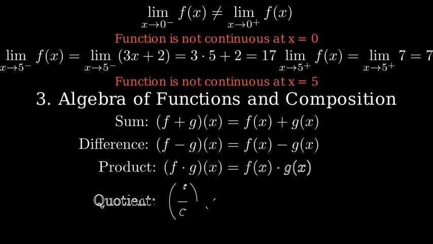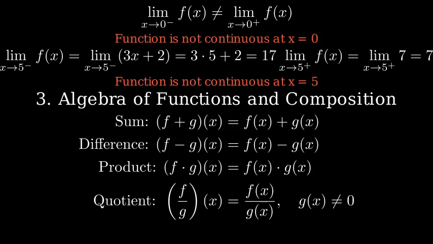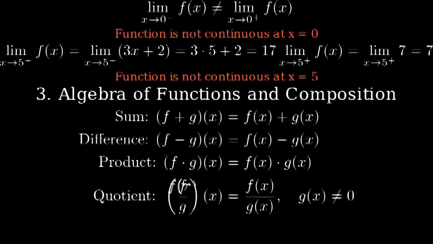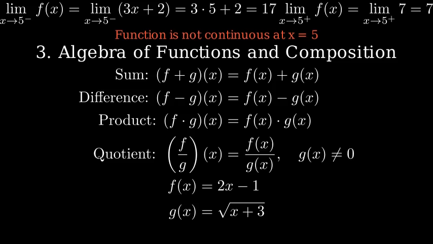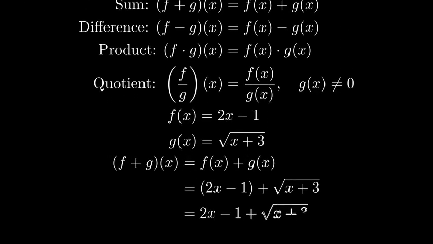Given two functions f and g, we can form their sum, difference, product, and quotient. Let's look at an example with specific functions. We'll work with f of x equals 2x minus 1, and g of x equals the square root of x plus 3. Let's find the sum of these functions. The sum f plus g of x equals f of x plus g of x, which is 2x minus 1 plus the square root of x plus 3.